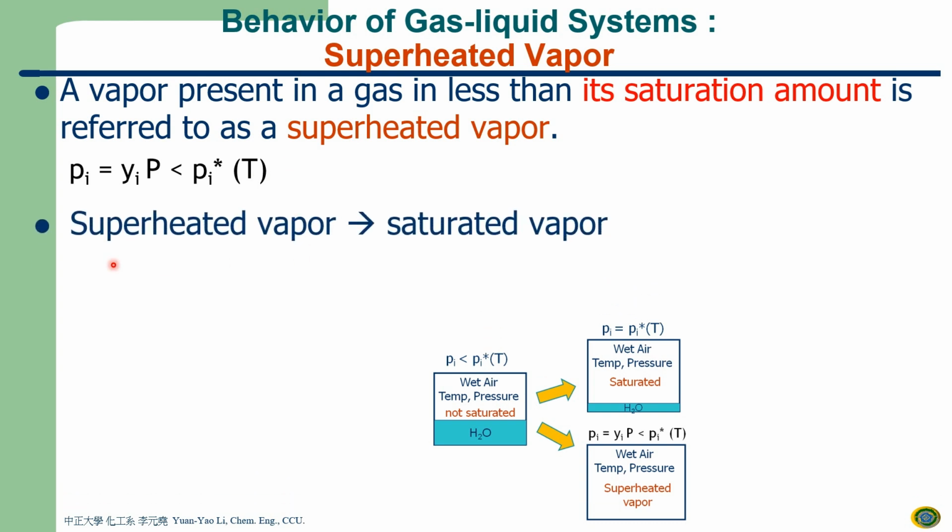So if you keep on adding water, eventually the superheated vapor will become saturated vapor, if you keep on adding water at the same condition of pressure and temperature. Right? Okay, so that means if you keep on adding water, you'll reach equilibrium. You'll be saturated. That's why superheated vapor can become saturated vapor.